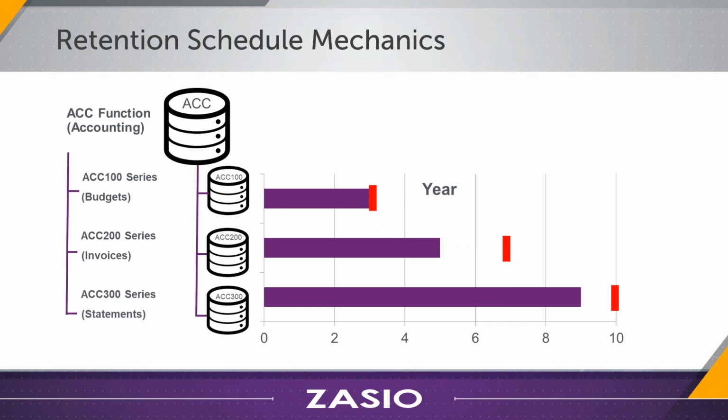Now, the purple bar shows where a particular record is in its life cycle. For invoices and statements, you can see that those records are old, but they're not quite there yet. However, for accounting 100, our purple bar has reached the end of its 3-year life cycle, which means it's time for that record to be disposed of. Okay, so that's a really simple example of that.